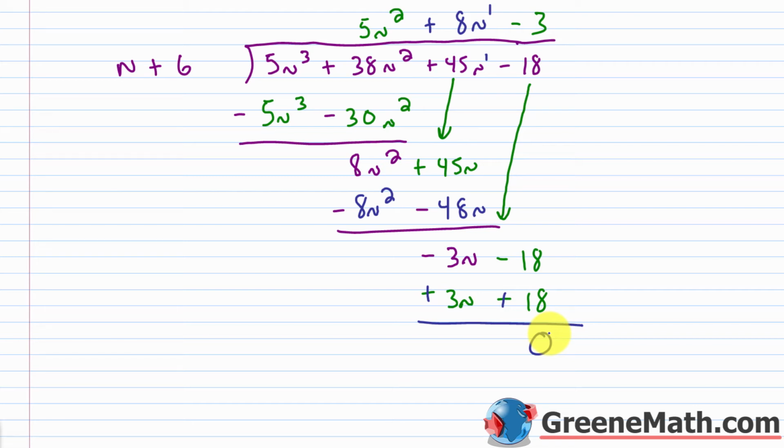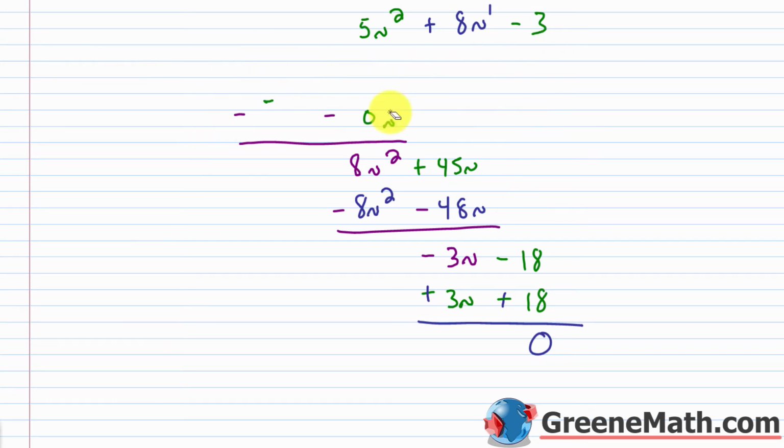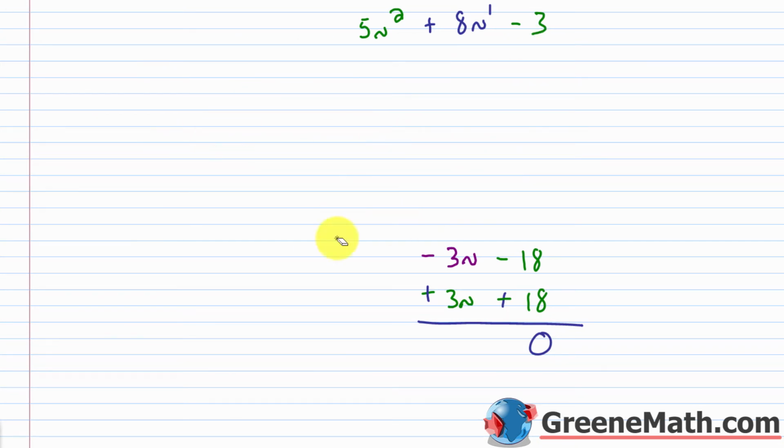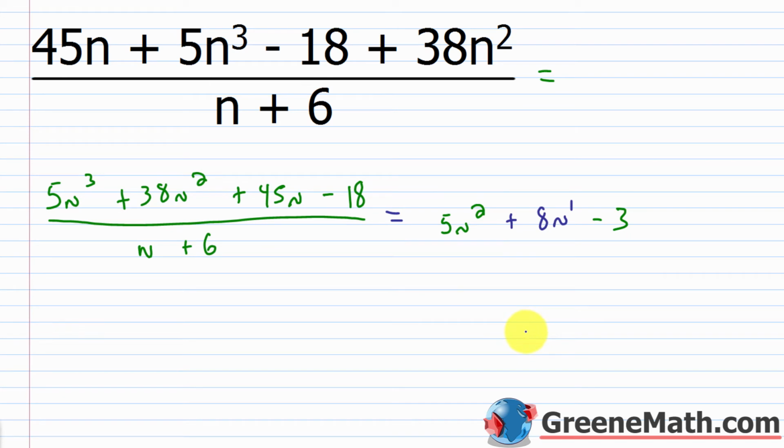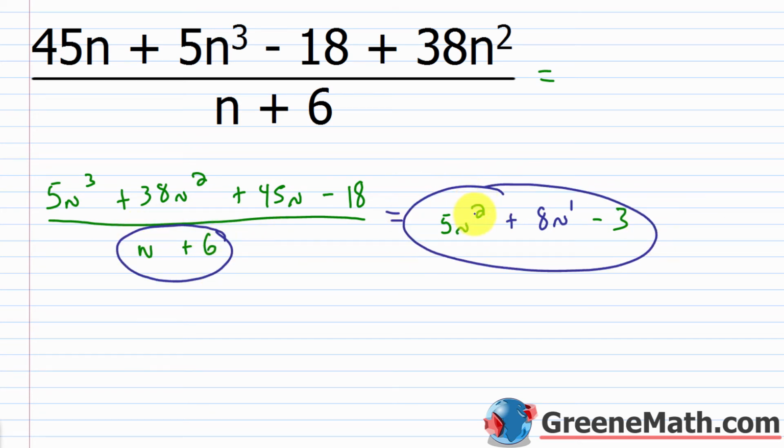So I just want to show you something. Let me erase kind of everything except for the answer. And I'm going to prove to you that this works. Let me kind of scroll up a little bit. Let's just kind of drag this up here. All right, so what I want to do in order to prove this, I want to multiply the divisor by the quotient. That should give me the dividend back if I got the correct answer.